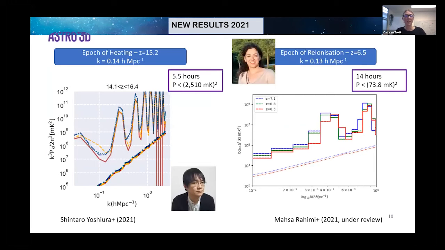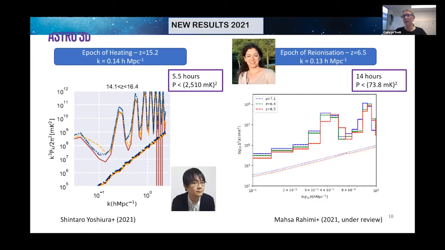And then most recently, new results out this year from the collaboration. Shintaro Yoshiura, who's an affiliate member, actually looked in the epoch of X-ray heating, and so redshift 15.2, so this is now much higher redshift. Our data here are really horrible. We see the whole sky. It's a very complicated instrument and a very active ionosphere, and he was able to produce some very interesting limits at those redshifts. And so pushing the MWA observations beyond what we were doing before.